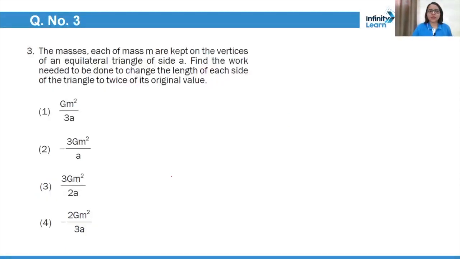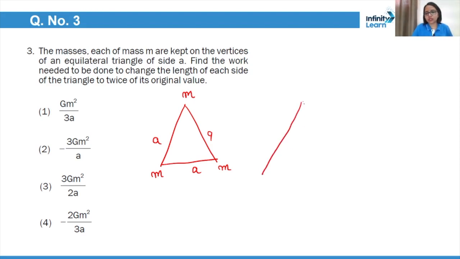Next is question number 3. The masses, each of mass m, are kept on the vertices of an equilateral triangle of side A. So this is the situation. We have an equilateral triangle of side A. We have 3 masses m, m and m. Find the work that needs to be done to change the length of each side of the triangle to twice its original value. So if we change the side of the triangle from A to 2A, we need to find the work done in this process. So this is M, M and M, right?